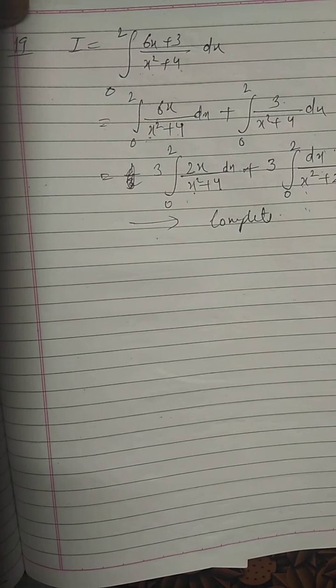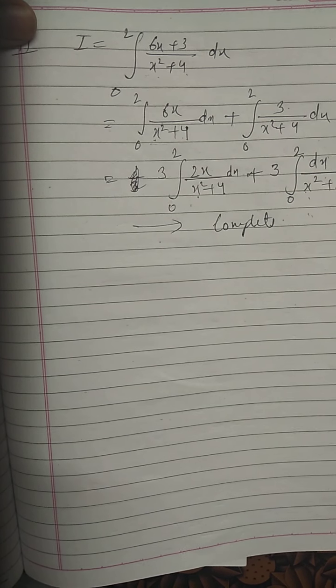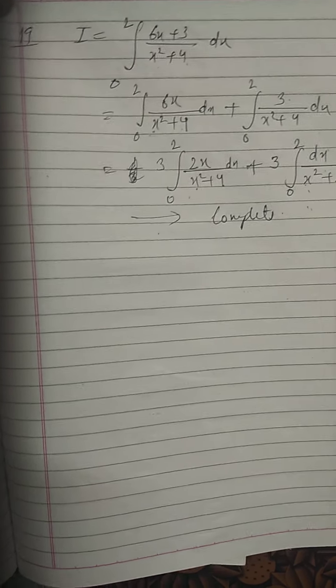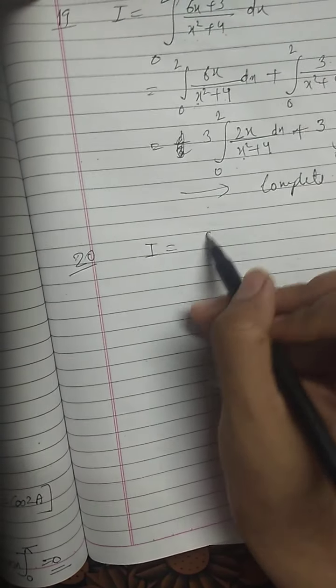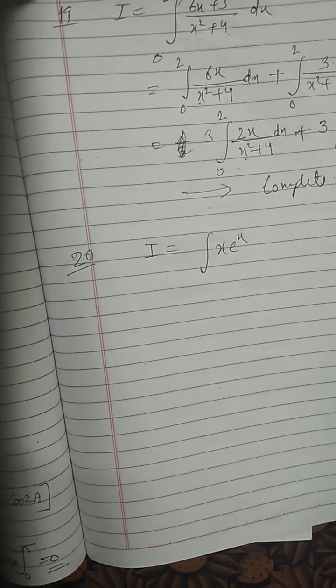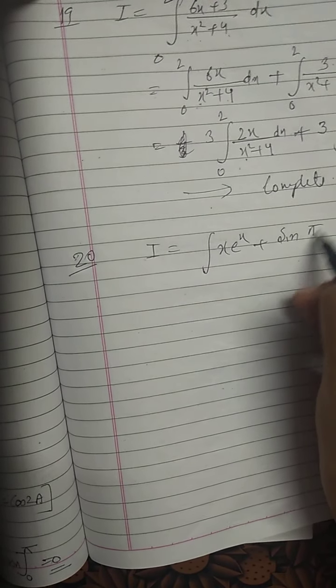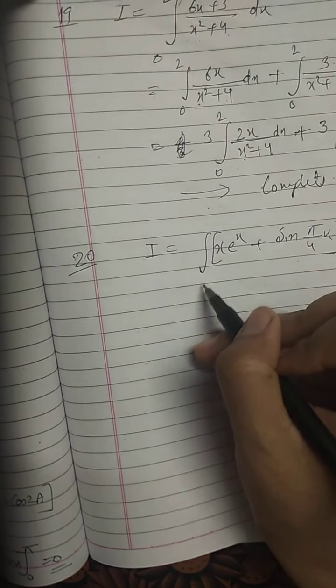Sum number 20, you have here a sum of two terms, integral 0 to 1 of x e raised to pi x plus sine pi by 4 x dx. So let us do this sum. Sum number 20 is x e raised to power pi x plus sine pi by 4x dx. The limits are 0 to 1.